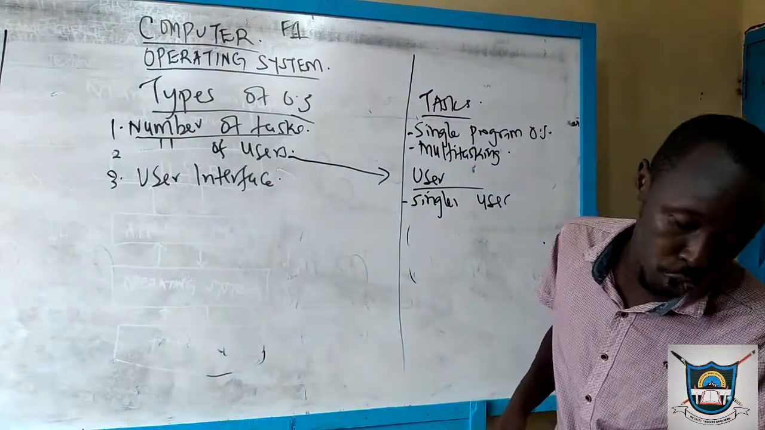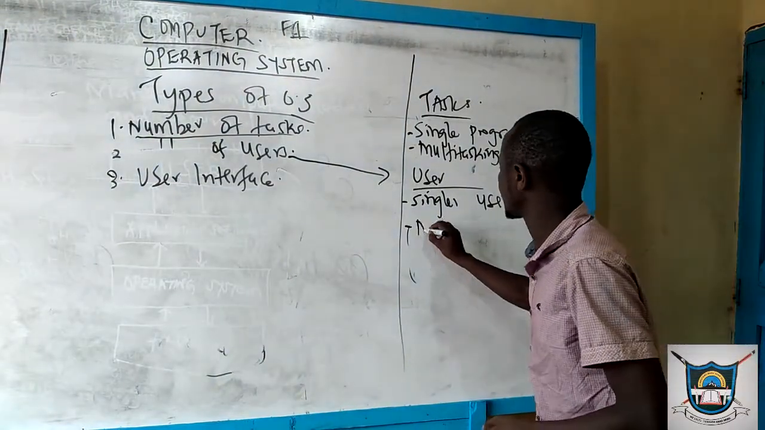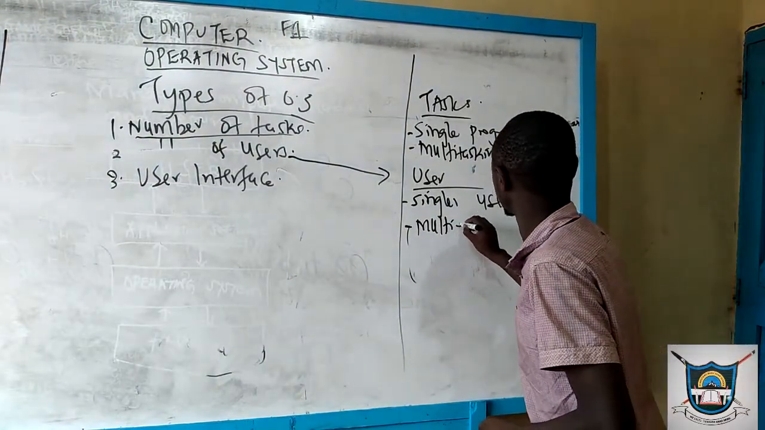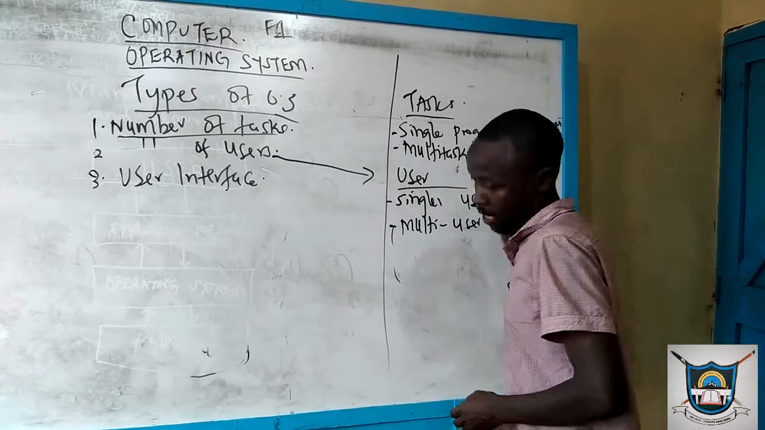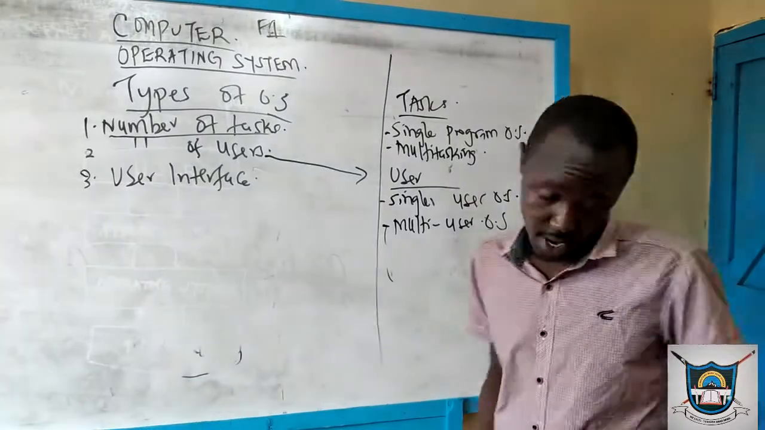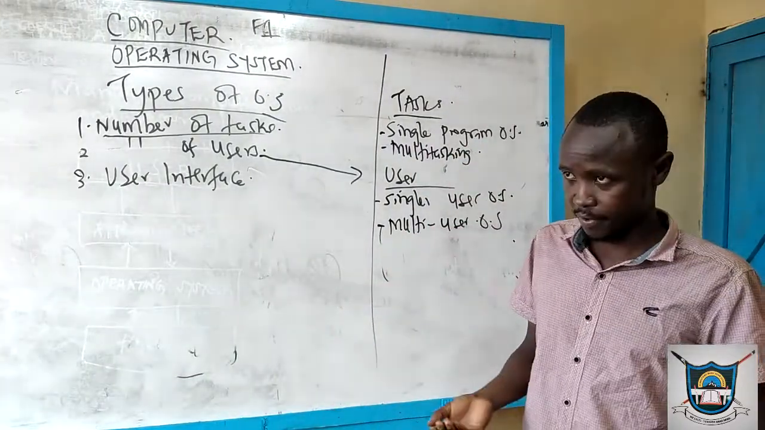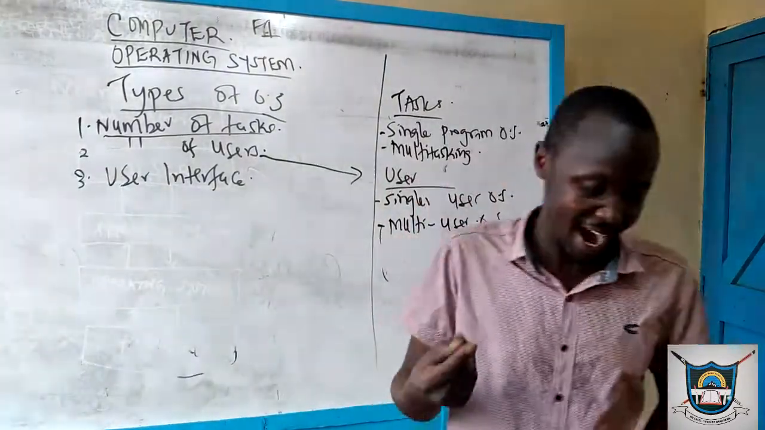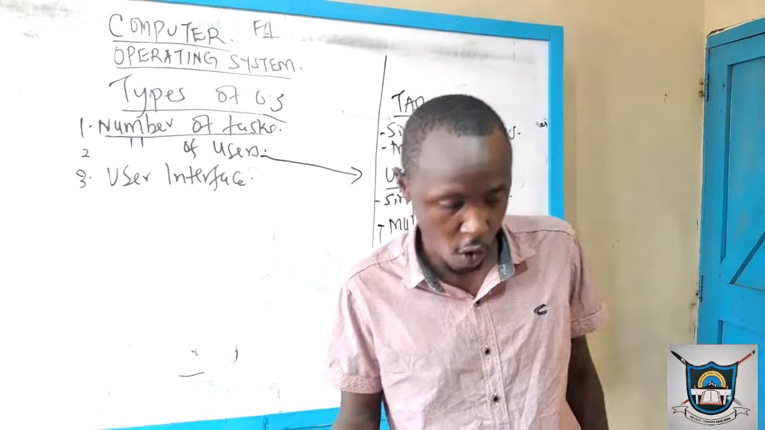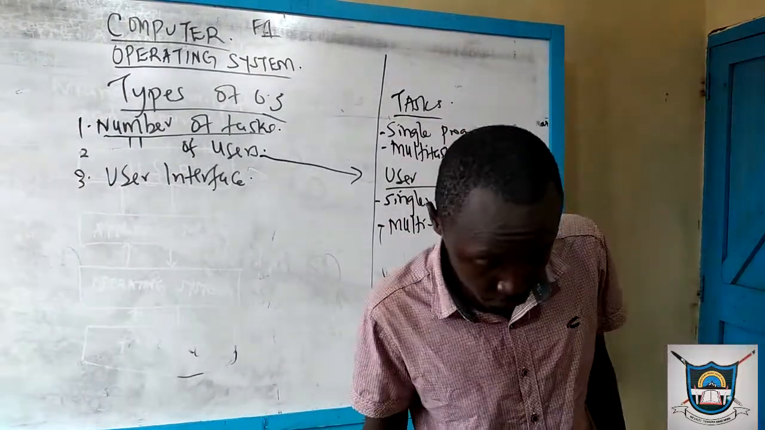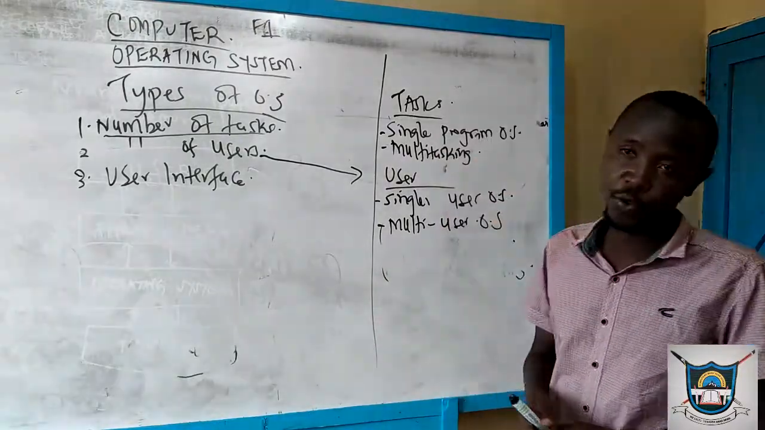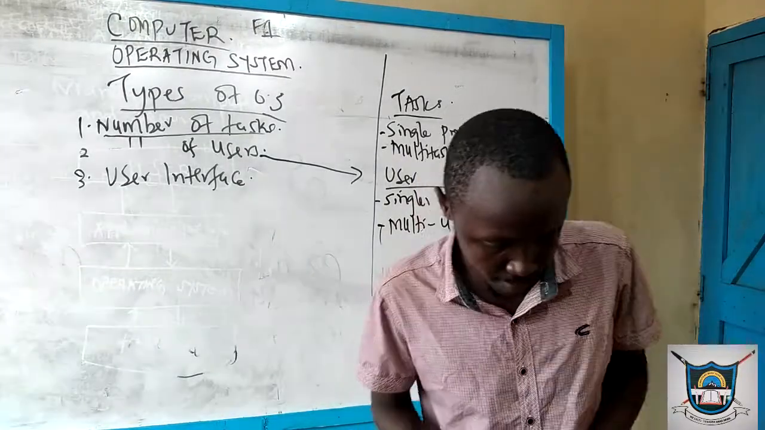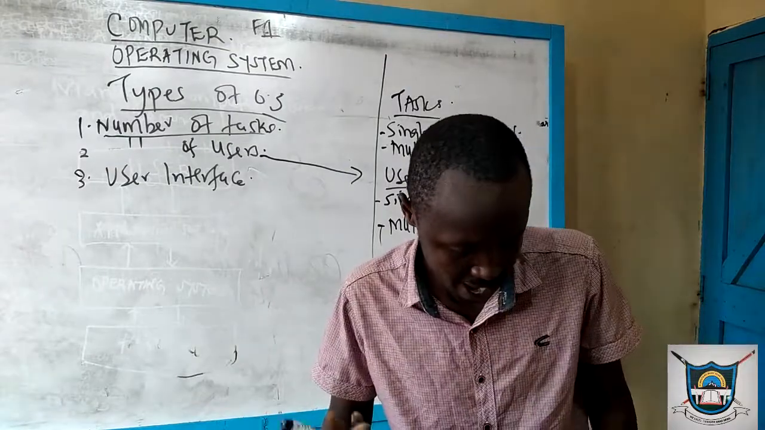We have the multi-user OS, which is for many users. It can be used by more than one user at a time. An example of multi-user is the Windows operating system, which we have used severally, and you have seen it can be used by more than one user at a time.